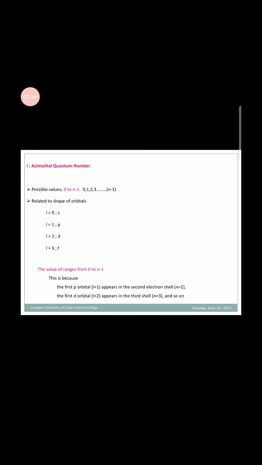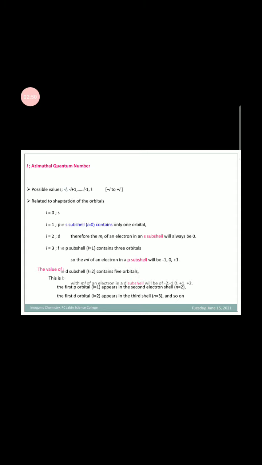This is because the first s orbital, l equal to 0, appears in the first electron shell, n equal to 1. The first p orbital, l equal to 1, appears in the second shell, n equal to 2. The first d orbital, l equal to 2, appears in the third shell, n equal to 3, and so on. And the magnetic quantum number. The possible values are minus l, minus l plus 1, up to zero, and so on up to plus l.